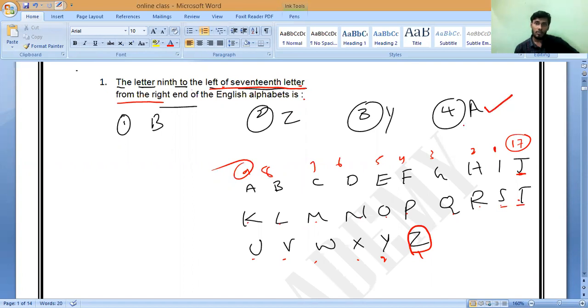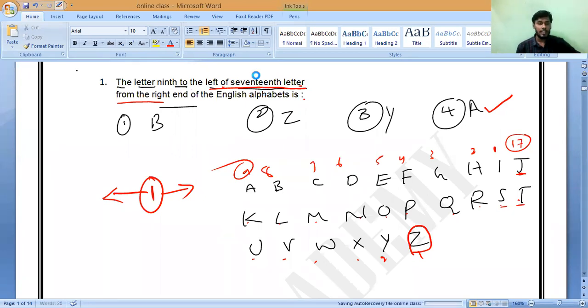Do you understand, all of you? Yes, sir. That is the analysis in the question. They are saying the 9th letter to the left of. Suppose I take left, what does it mean? Suppose this is the man, this is the left side and this is the right side. Correct or not? Yes or no?